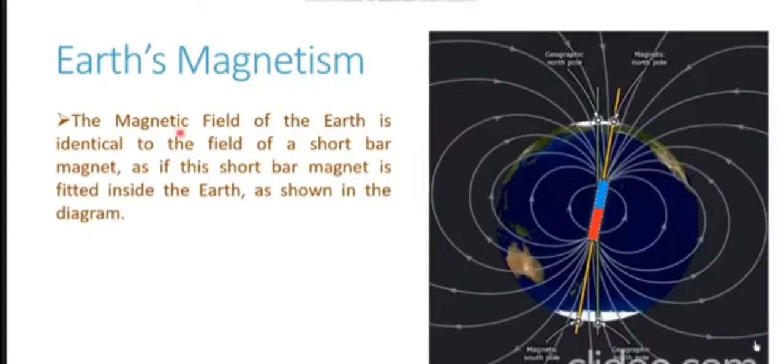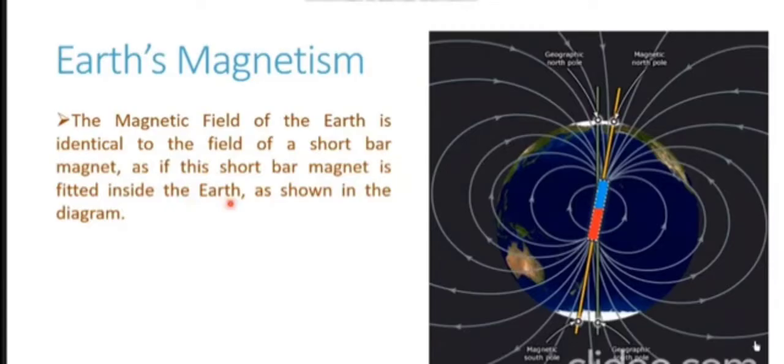Now nature has made the earth as a magnet. Earth has its own magnetic field. We can experience that magnetic field, and this magnetic field is very much similar to the magnetic field of a bar magnet. So let us try to understand the orientation of this magnetic field of the earth. The magnetic field of the earth is identical to the field of a short bar magnet, as if God or nature has put this short bar magnet and fitted it inside the earth.